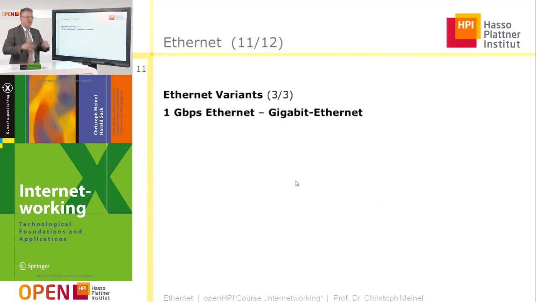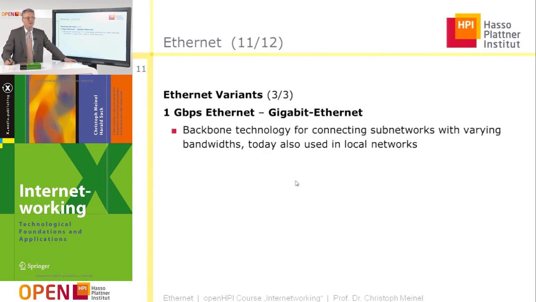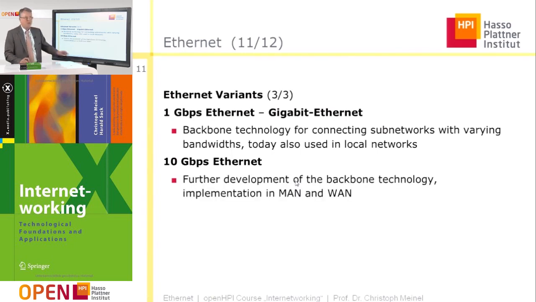And then the development is running fast. Nowadays we have the gigabit Ethernet variants. This originally was developed as a backbone technology for connecting subnetworks with varying bandwidth. But today it's also used within local networks. We have the 10 gigabit per second Ethernet. That was a further development of this backbone technology, and it's often also implemented in metropolitan area networks and wide area networks. We will discuss that later.